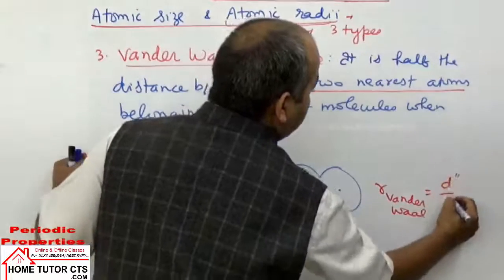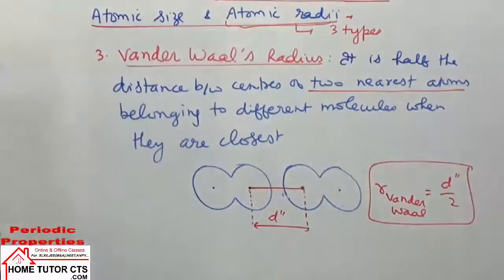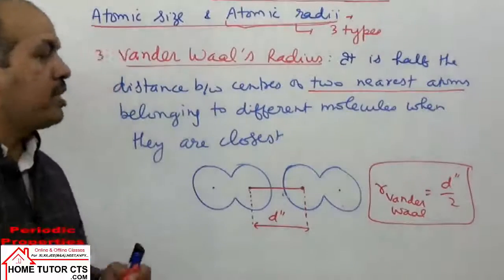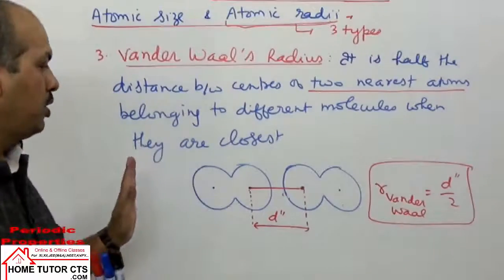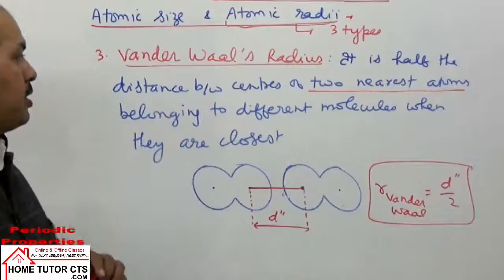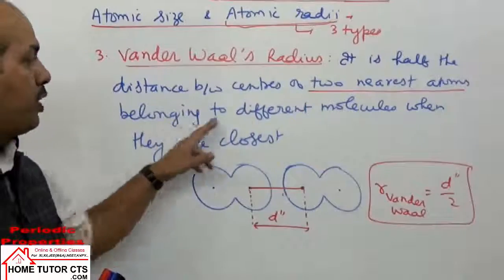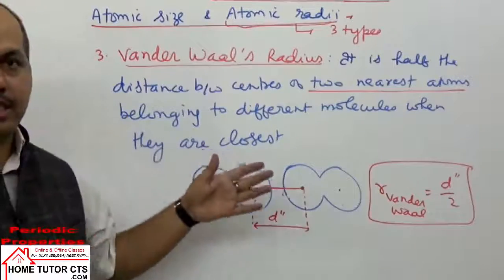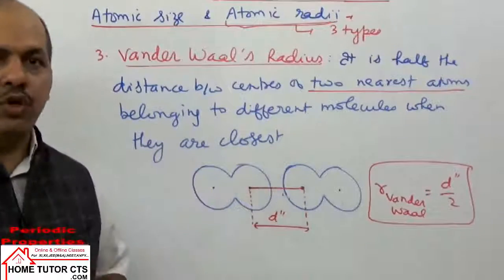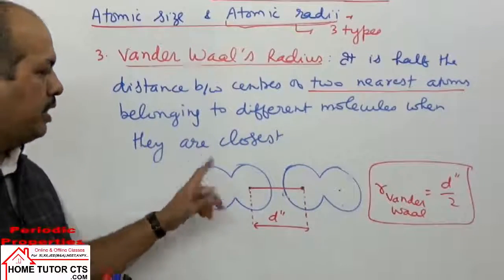d double dash by 2. We can have in this case van der Waals radius as d double dash by 2. So that is called van der Waals radius. It is half the distance between the centers of two nearest atoms belonging to different molecules when they are closest. They normally come closest during collision times.